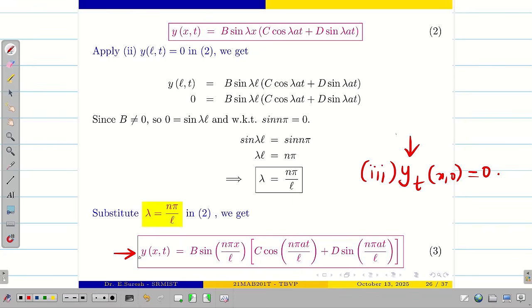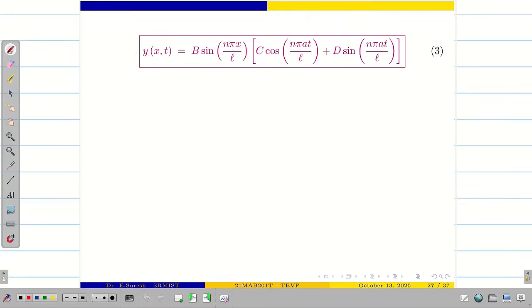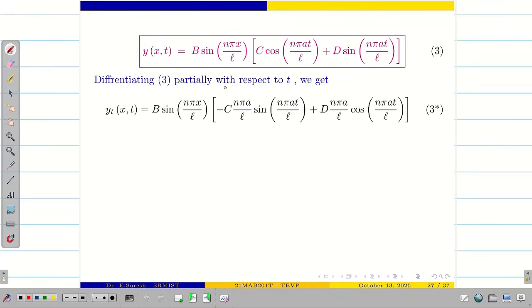Now y is in terms of displacement. So let us differentiate this equation 3. For my convenience, I'm keeping this as 3 star. So I'm partially differentiating 3 with respect to t, and we can get this because this term is constant. The derivative of cos(n pi a t by L) is minus sin(n pi a t by L), and n pi a by L is constant. Similarly, differentiation of sin is cos, and we have to multiply the constant n pi a by L here.